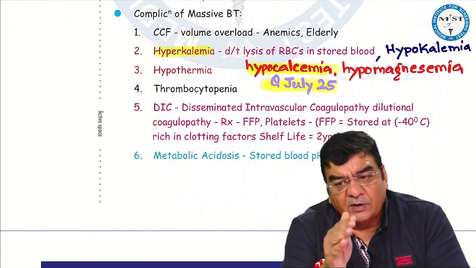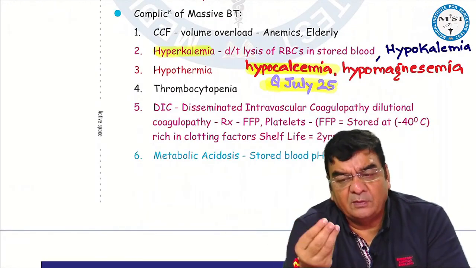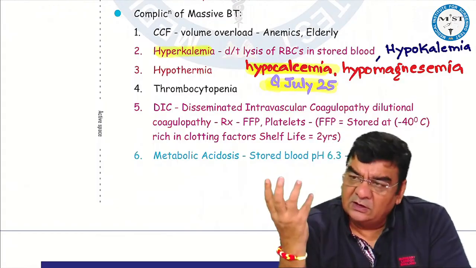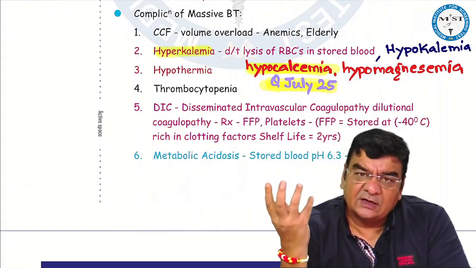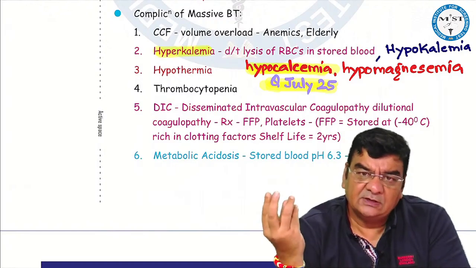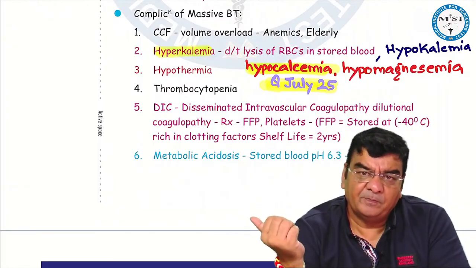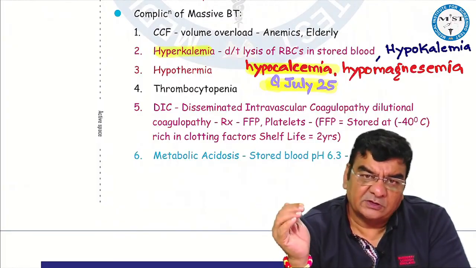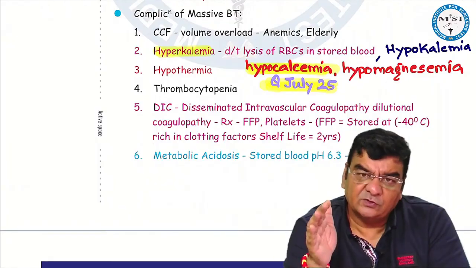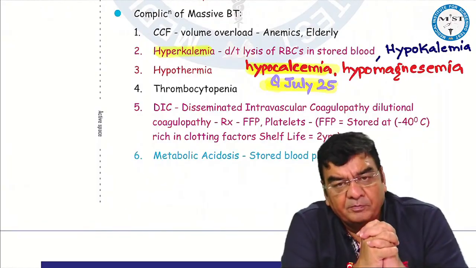We can find hyperkalemia and hypokalemia in the recipient after massive transfusion. Hyperkalemia is because in the stored blood, the cells are getting lysed, like RBCs, WBCs, platelets, and clotting factors. 98% of potassium is intracellular. Due to lysis of cells, the potassium will be released in the bag. So there is a larger amount of potassium, and you are giving massive transfusion. So more potassium is going into the recipient: hyperkalemia.